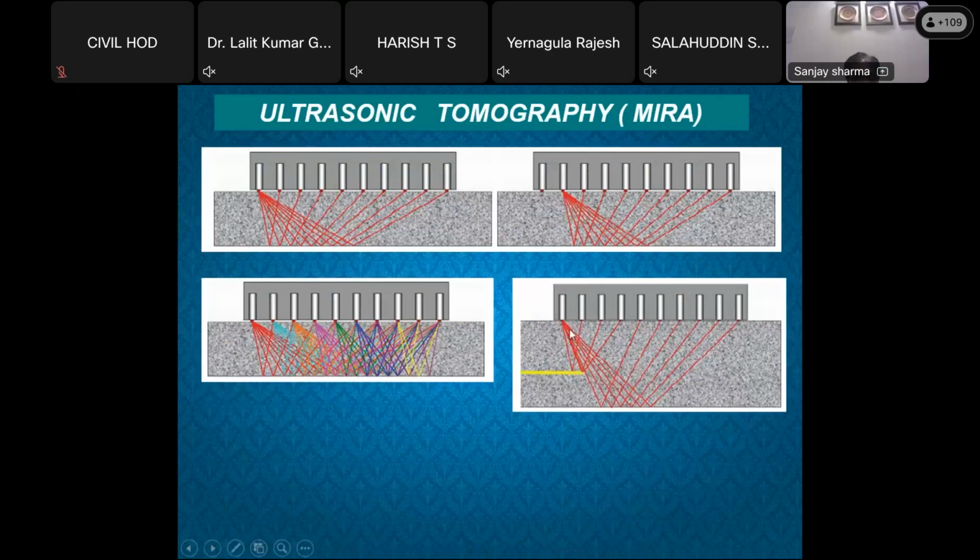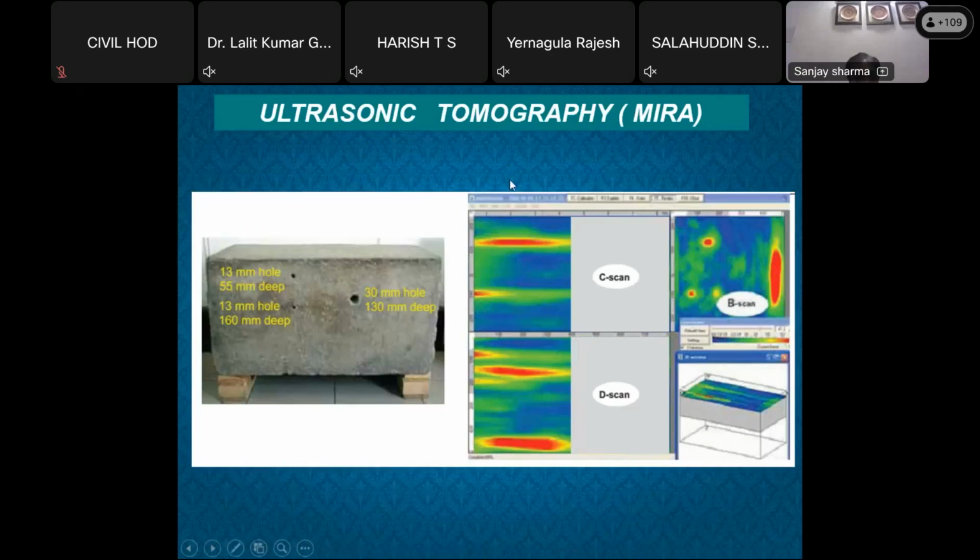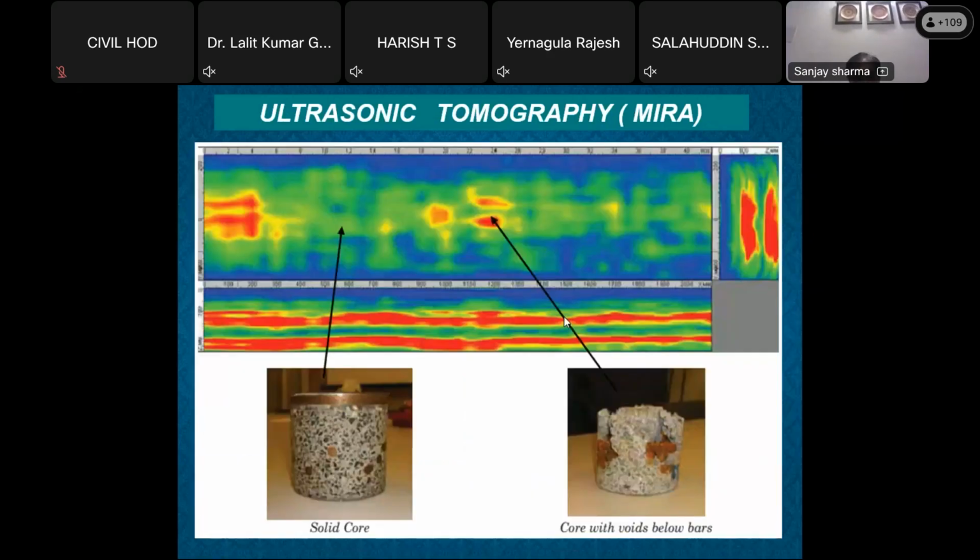So you can pinpoint any sort of delamination or crack by using this, or maybe the thickness, and at what depth the delamination occurs. That particular information can be found. You get this type of scans, and you interpret those scans and use them. This is not done much in India, but it is a very useful test.